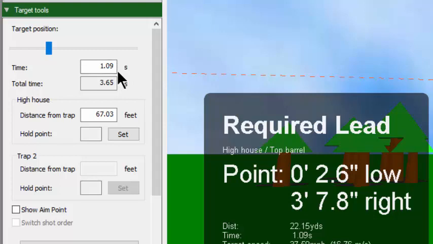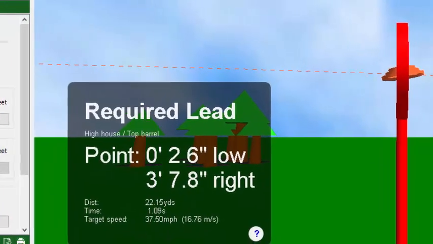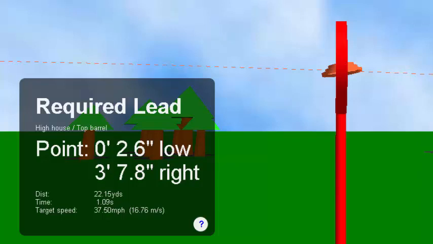And it tells you that the entire trajectory of the clay is 3.65 seconds. So remember that number: 1.09 seconds is what DryFire says it takes for the target to come off of the trap arm and make it to the crossover stake.